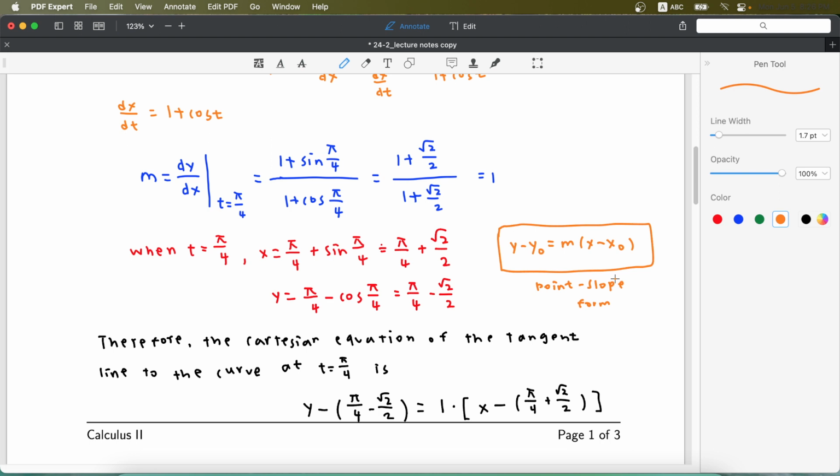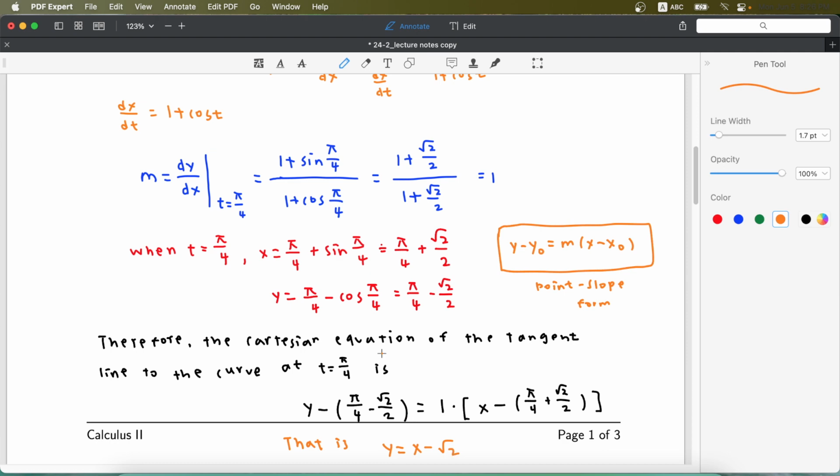Now, of course, you can leave your answer in this form. If you want to simplify, that's good. You just need to be careful about the math. Right here you will need to distribute this negative sign. Similarly, you will need to distribute this negative sign. You should have y equals x minus root 2. Again, if you want to simplify, that's your answer. If you don't want to simplify, that's good, unless the problem asks you to write a specific form. For example, this is the slope-intercept form.